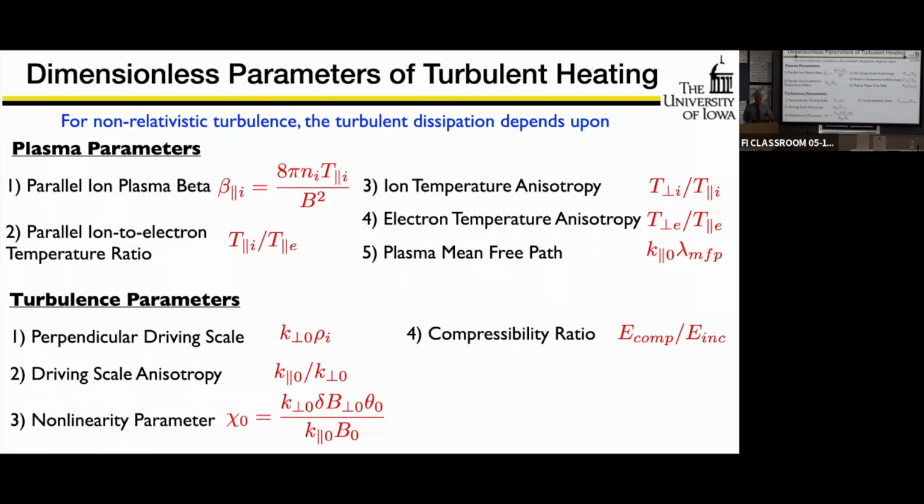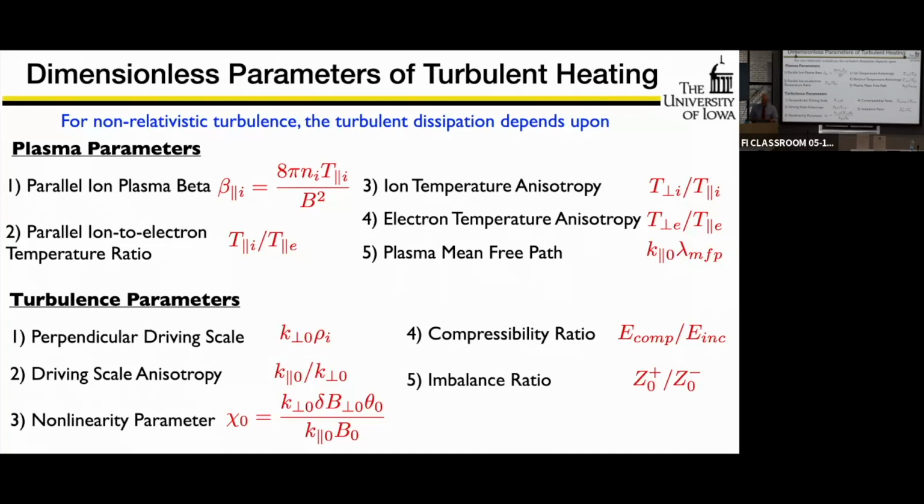And then in addition, there's the compressibility ratio. You can have completely incompressible fluctuations like Alfvénic turbulence, or you can have an admixture of compressible and incompressible fluctuations, where you've got some contribution from fast and slow magnetosonic wave modes. And then finally, there's something called the imbalance ratio.